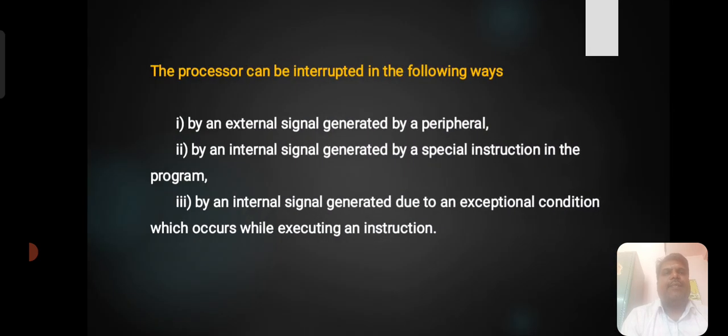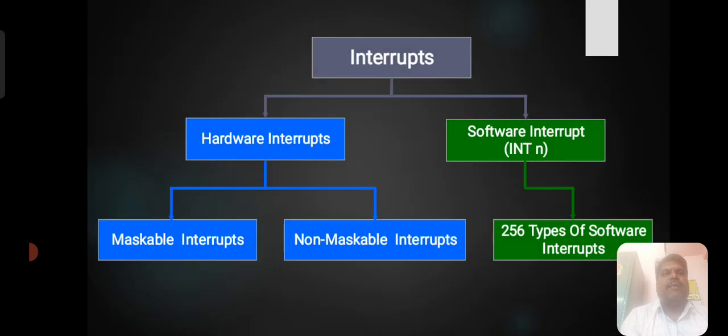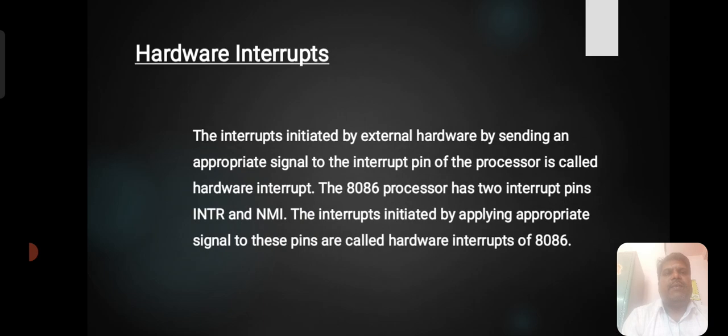In general, 8086 has two types of interrupts. One is called hardware interrupts, another one is called software interrupts. Hardware interrupts are further divided into maskable interrupts and non-maskable interrupts. Software interrupts are divided into 256 types. My previous video gave some introduction about hardware interrupts.